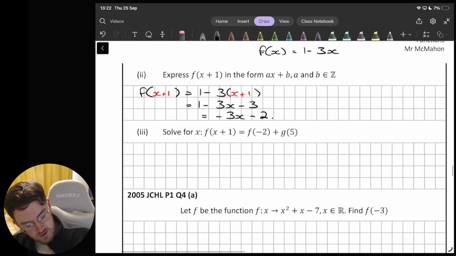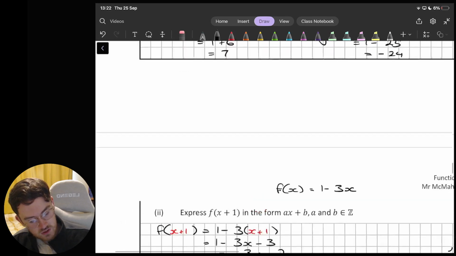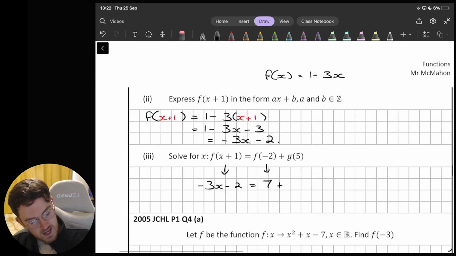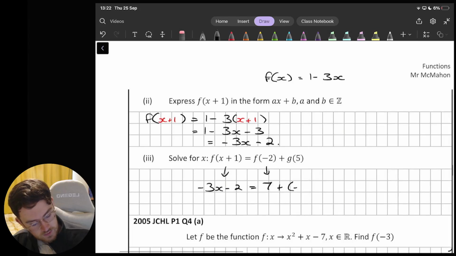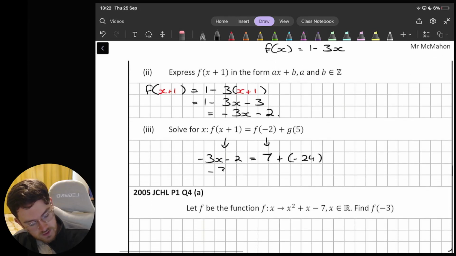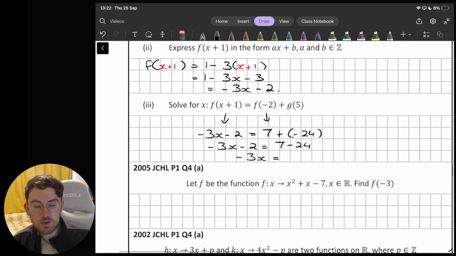So let's look at it here. Now they're asking me for f of x plus 1, which I know to be minus 3x minus 2. They're saying that that is equal to f of minus 2, which I've already worked out to be 7, and g of 5, which I've already worked out to be minus 24. So let's just tidy that a tiny little bit more. Minus 24. And then we're just proceeding with algebra. So 7 minus 24 is going to give me minus 17, so that's minus 17 minus 15. So x equals 5 there.